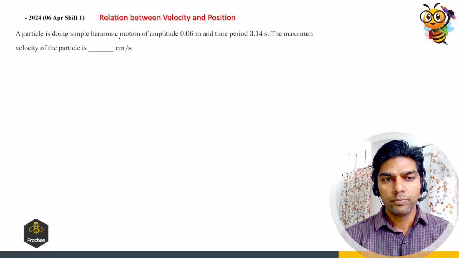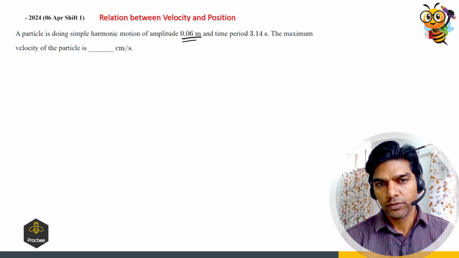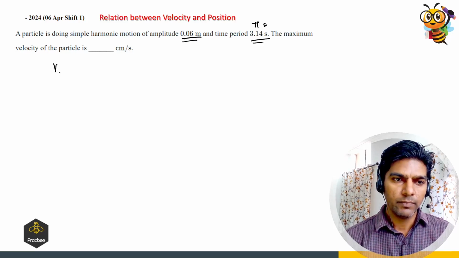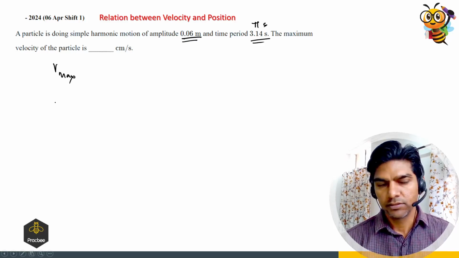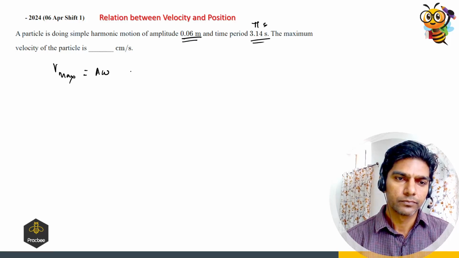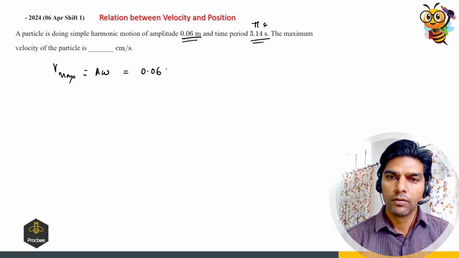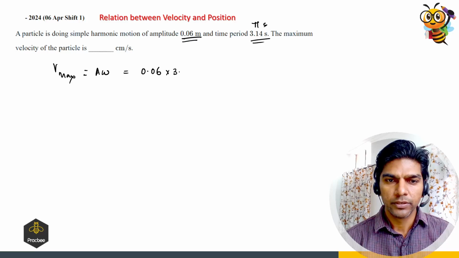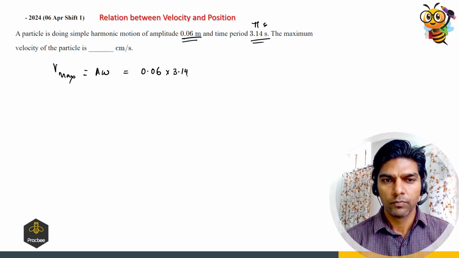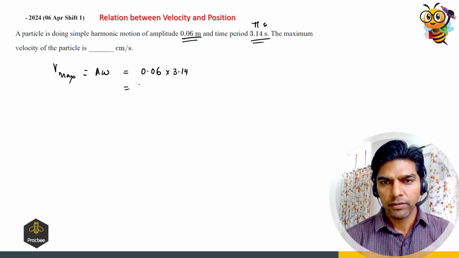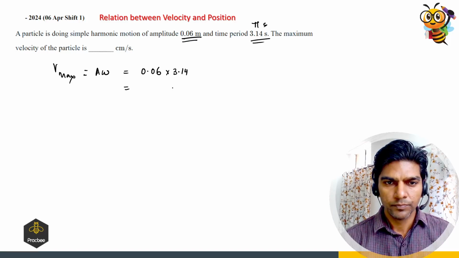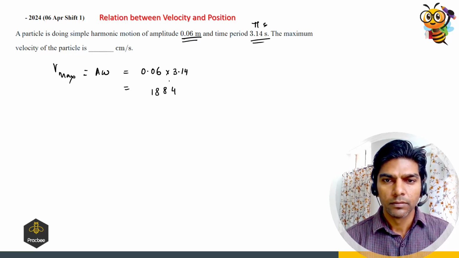A particle is doing simple harmonic motion and the amplitude is given, time period is also given, which is pi seconds. The maximum velocity, so V max, is when the x is 0, and it will be a omega. A is 0.06, omega is 3.14, right. So we have to find the approximate answer. Maximum velocity we have to find in centimeters per second.